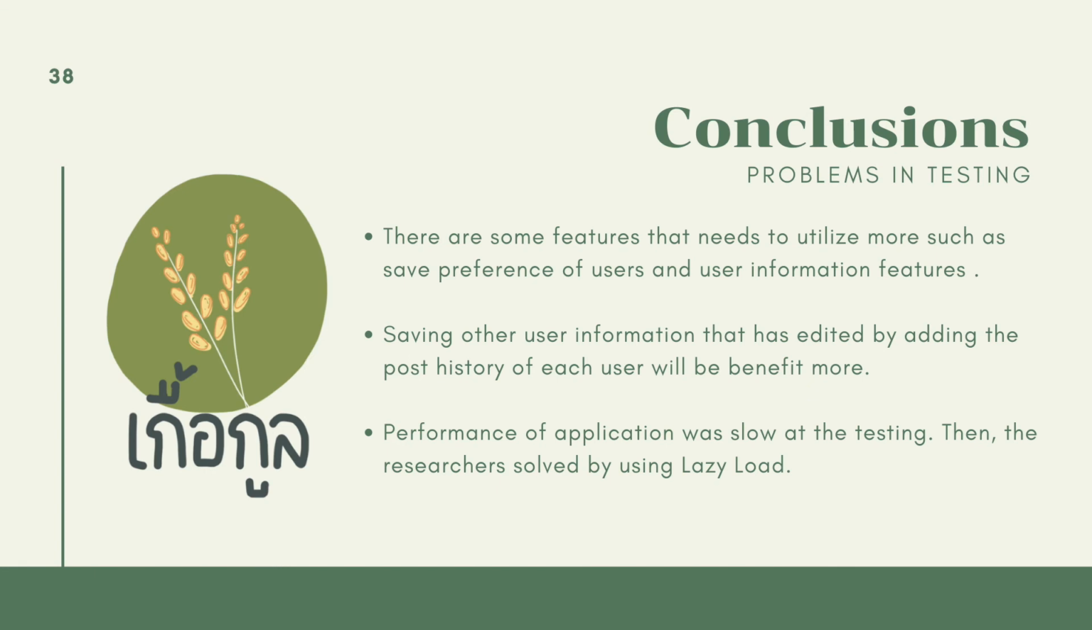Problems in testing. There are some features that need to be optimized more, such as set user preference and user information features. Saving other users' information that has been edited by adding the post history of each user will be more beneficial. Performance of the application was slow during testing, so the researchers solved it by using lazy load.